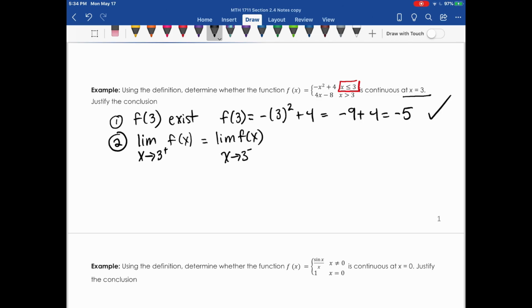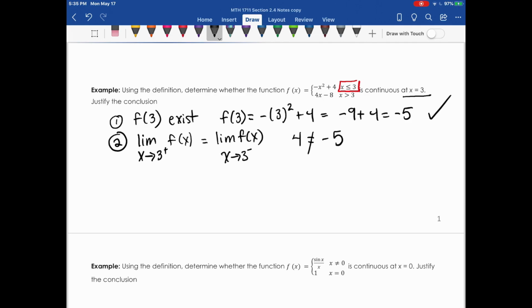So if I plug in 3 into 4x minus 8, that's going to give me 4. If I want to see what happens at 3 coming from the left, I want to look to see where x is less than 3 as we get closer and closer to 3 from the left. So if I plug in 3 into the other piece, the minus x squared plus 4, that's going to give me negative 5. So this fails.